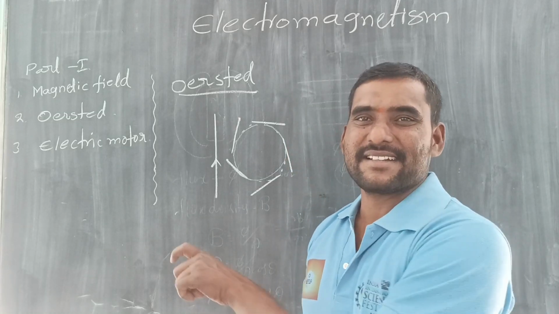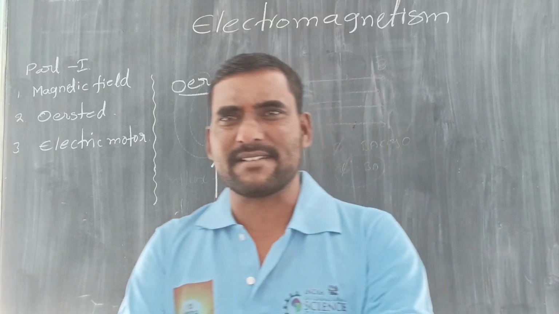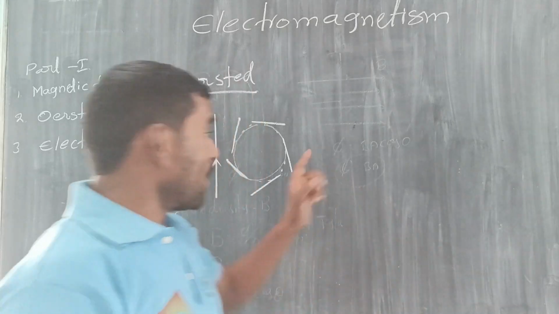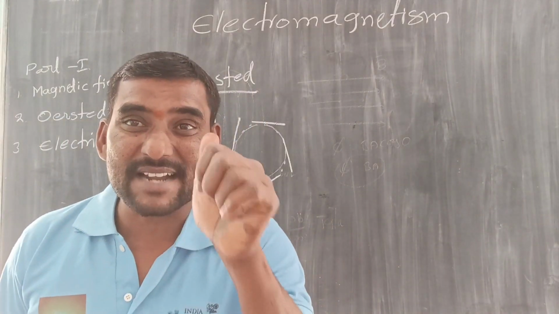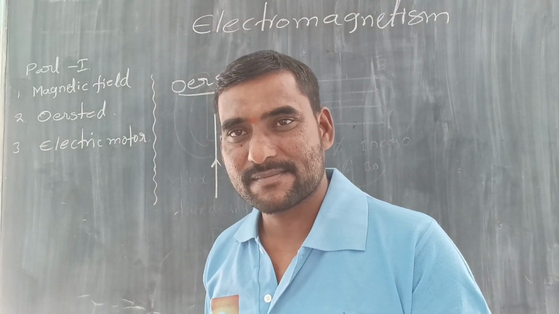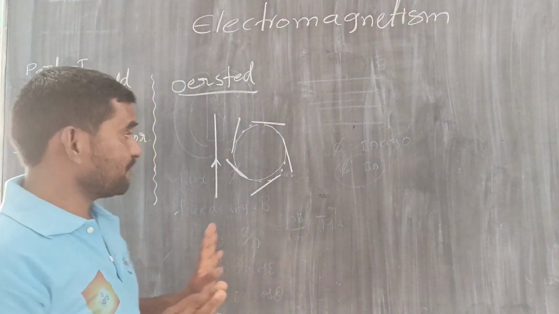In which direction will the magnetic field form? Magnetic field lines have direction: north to south outside, and south to north inside. How can we know? By Ampere's right hand rule. This is called the thumb rule, or right hand grip rule. Even Maxwell's rule is there, but there is no need. Ampere's right hand rule we can discuss now.